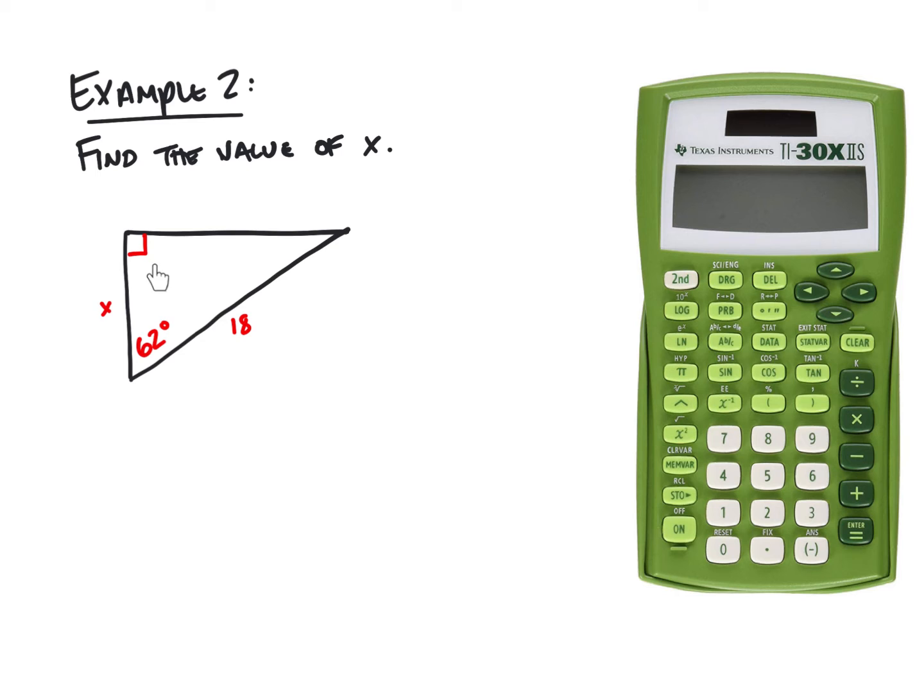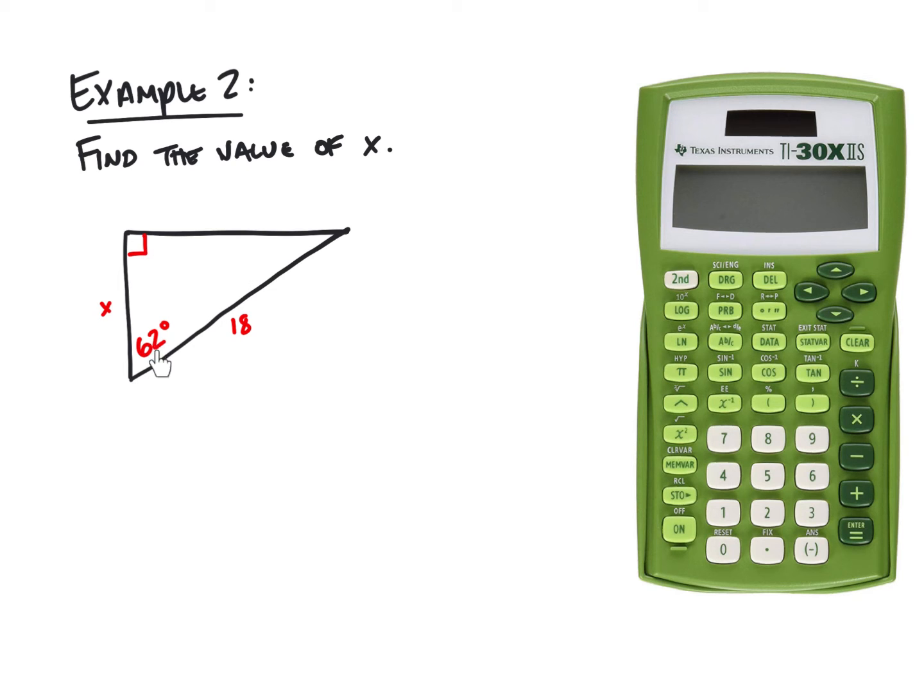Now, it's a right triangle, so some people might think I would use the Pythagorean theorem. But if I wanted to use the Pythagorean theorem, I would run into a problem because I would have two sides that are unknown. And so my Pythagorean theorem equation would not be able to be solved because it would have two unknowns. I can't use the 30, 60, 90 triangle idea because it's not a 30, 60, 90 triangle. It's actually a 28, 62, 90. And we don't have a special specific pattern for 28, 62, 90 like we do for 30, 60, 90.